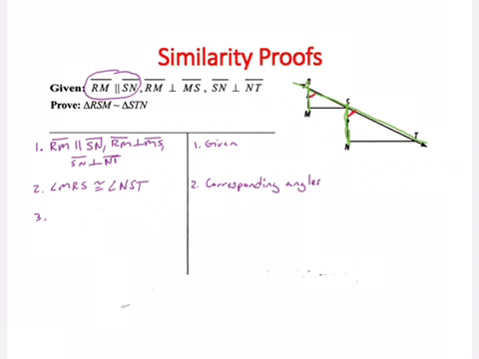All right, from there, the next piece of key information I see is that we have perpendicular lines. Well, perpendicular means that in this case, RMS is going to be a right angle, and in this case, SNT is also going to be a right angle, or in this case, angles M and N are both right angles. So we need to say this. And we say this through the definition of perpendicular.